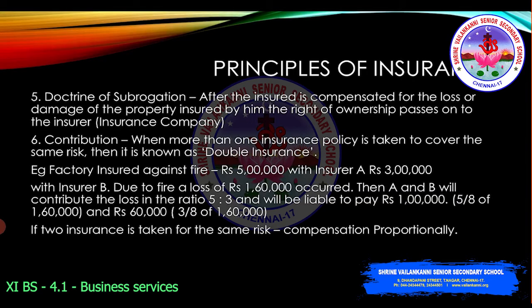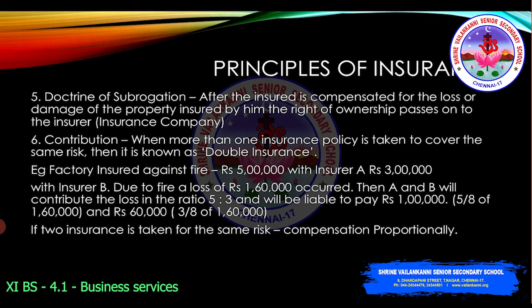Then fifth one is doctrine of subrogation. After the insured is compensated for the loss or damage of the property insured by him, the right of ownership passes on to the insurer. So once the compensation is provided by the insurance company to the insured, the ownership of the property is transferred to the insurance company. That is what doctrine of subrogation means.